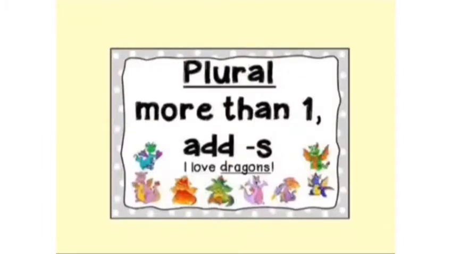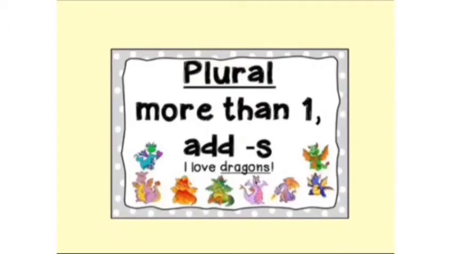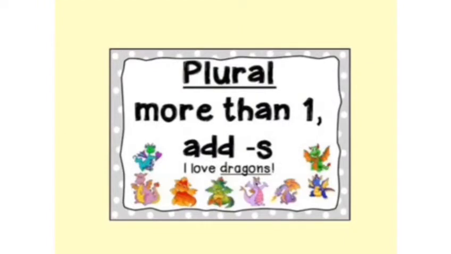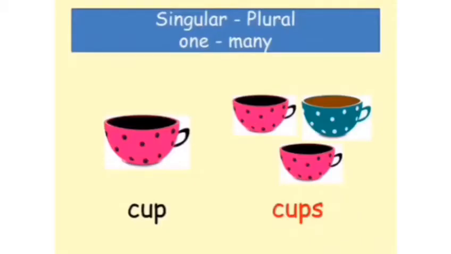Plural means more than one. There are so many dragons in this picture. Plural means many. In plural, we add s after the word. Let's see some examples related to singular and plural, or we can say examples related to one and many.